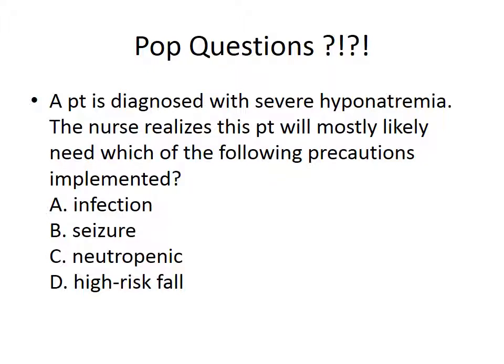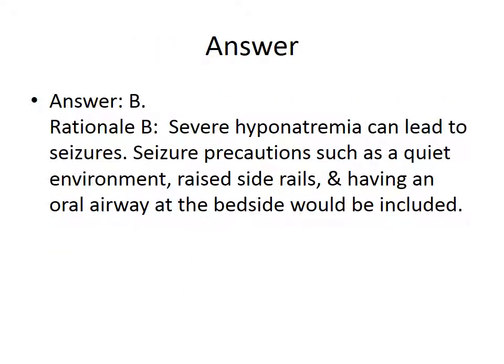A patient is diagnosed with severe hyponatremia. The nurse realizes this patient will most likely need which of the following precautions implemented? B. Severe hyponatremia can lead to seizures. Seizure precautions such as a quiet environment, raised side rails, having an oral airway at the bedside, and padded side rails would be included.